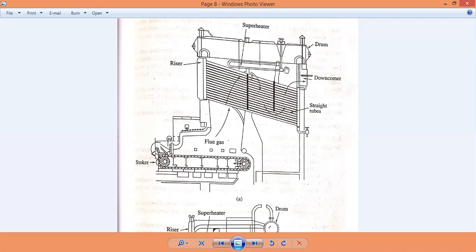Drums are used either parallel to the tubes, called longitudinal drums, or perpendicular to the tubes, called cross drums. Here it is a longitudinal drum, placed parallel to the tubes themselves, and the feed water from the feed water heater flows through an economizer, which is nothing but a heater or reheater of the steam or water itself.